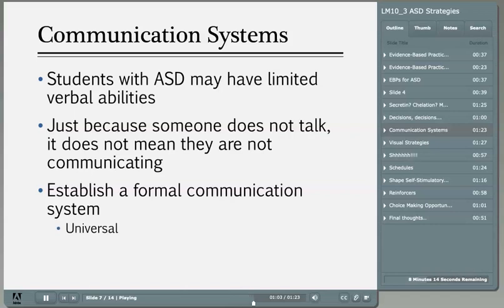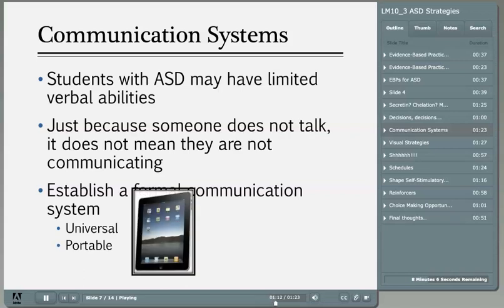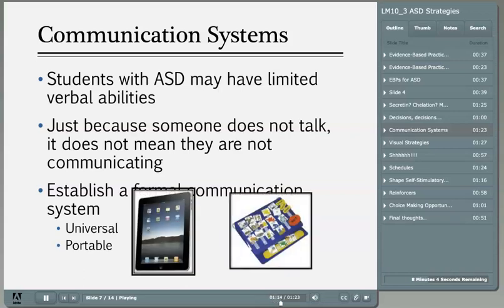This system should be universal so that anyone working with the student can understand and operate it. It should also be portable and should move with the child from setting to setting. Communication systems can be high-tech, such as a speech-generating app on an iPad, or low-tech, such as a communication book made in a 3-ring binder.